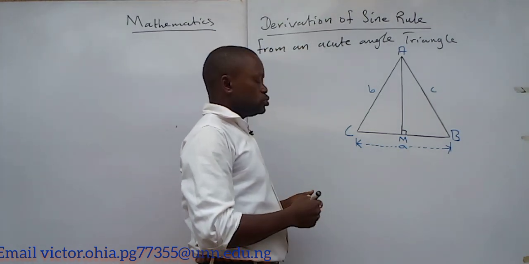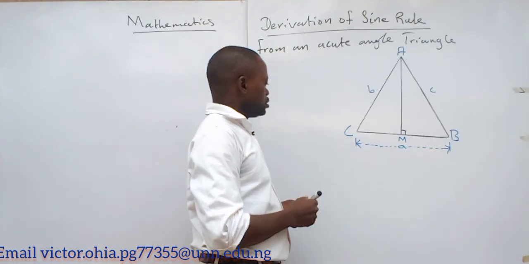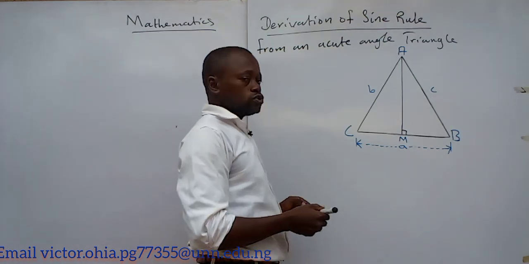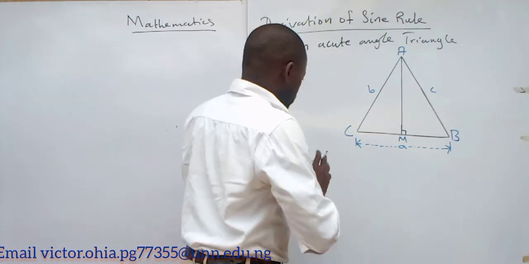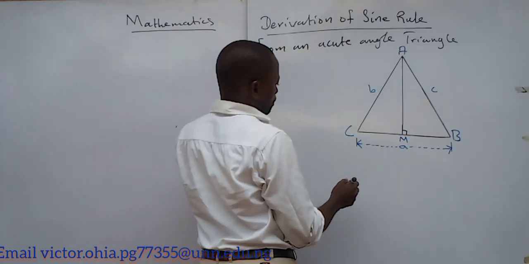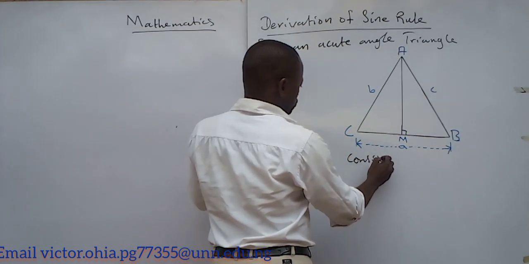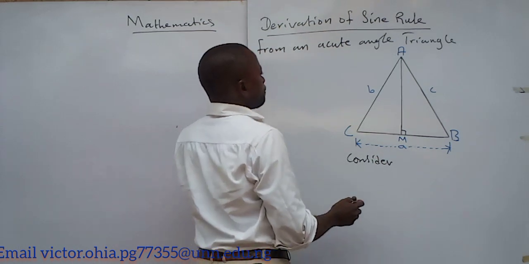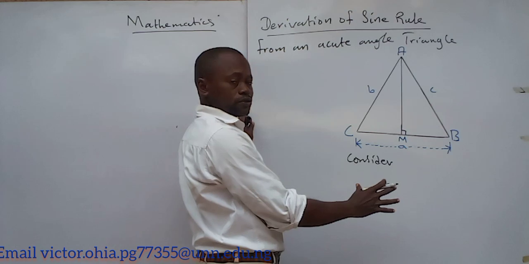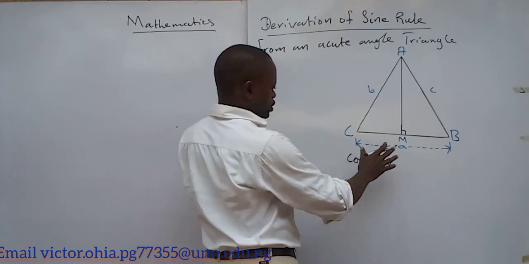How can we derive it? It's very simple and direct. There's no time to waste on that. The derivation of the sine rule from an acute triangle in a few minutes. I will start like this. I will say, consider this triangle, which of course has a description. You can see I have done the descriptions already so that we don't waste time doing that.